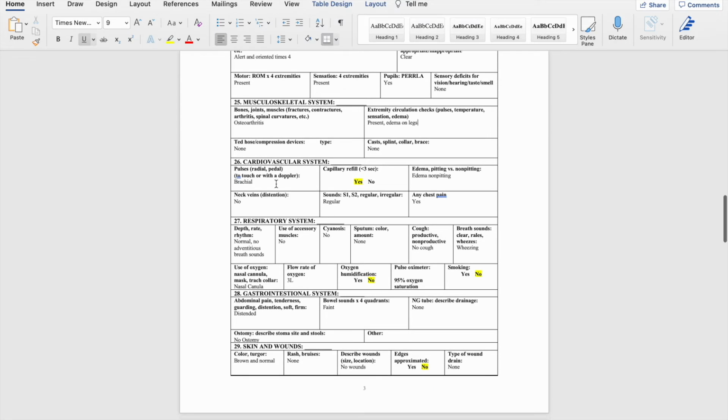Her pulses, I took a brachial pulse. Her capillary refill was less than 3 seconds, so that's good. She had a little bit of edema. Again, it was non-pitting. There were no neck distensions. She had regular S1 and S2. She did say she had some chest pain, but again, I tied it in connection with her distended abdomen. In my mind, I was just trying to connect the two dots.